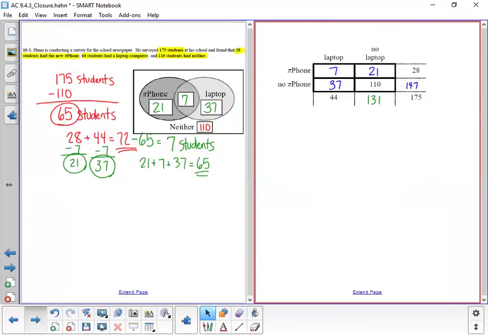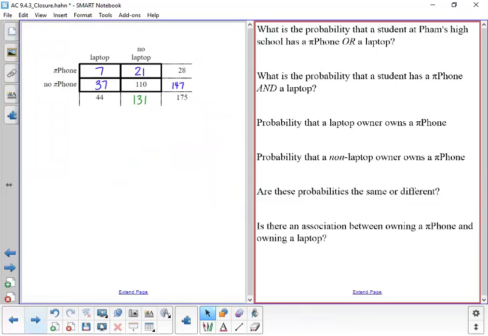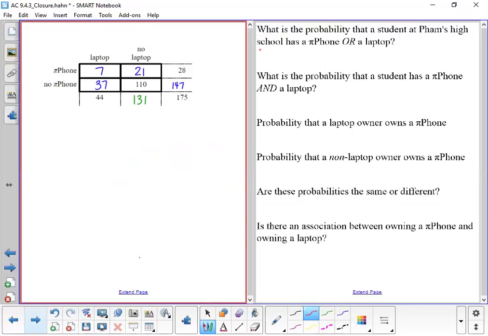Okay, so what is the probability that a student at FAM school has a Pi phone or a laptop? That's this first question right here. So let's go back to our two-way table, and I'm going to say here are all the people that have a laptop, whether or not they have a Pi phone, and here are all the people that have a Pi phone, whether or not they have a laptop. But I don't want to double count this 7. So I'm just going to do 37 plus 7 plus 21 to get my total number of people. And when I do that, I end up with 65.